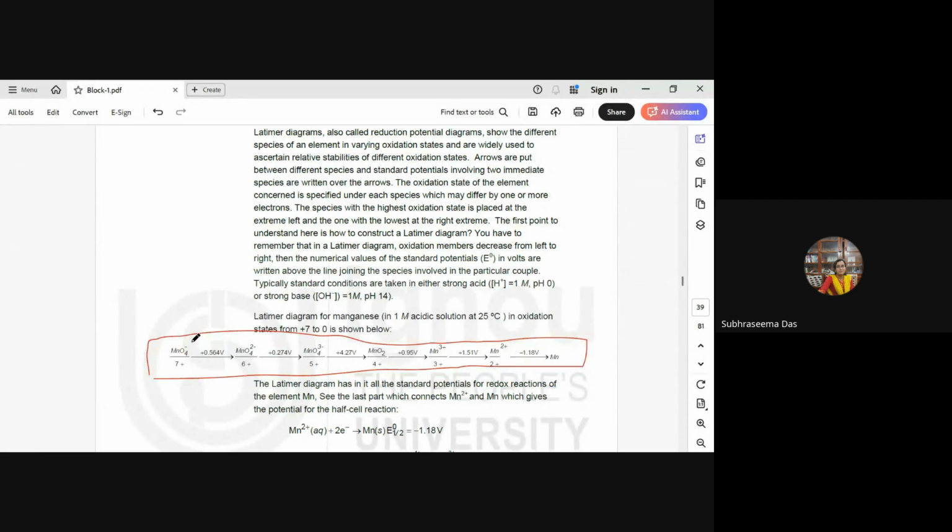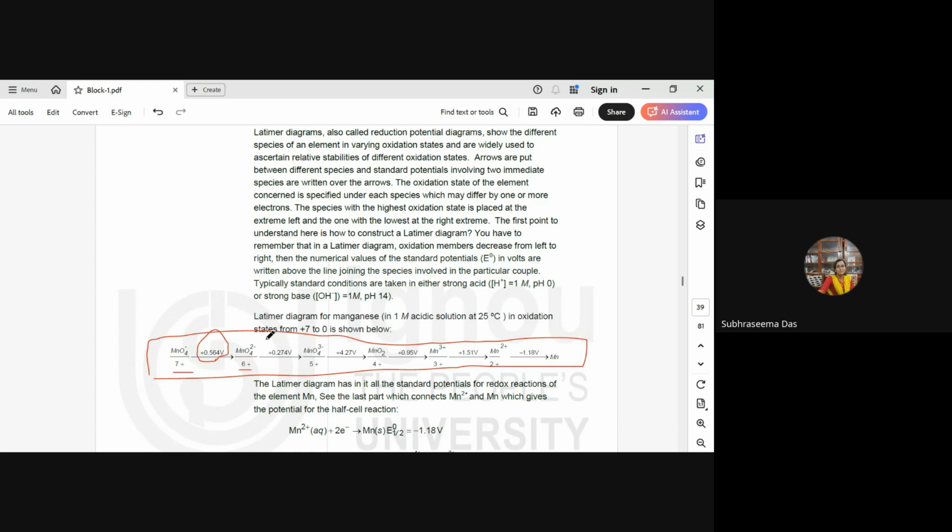Now if we start from the left hand side, it is MnO4 minus. The oxidation state of manganese in this ion is 7 plus. Then it gets converted to MnO4 2 minus, where the oxidation state of manganese is 6 plus, and the electrode potential for this conversion is plus 0.564 volts.